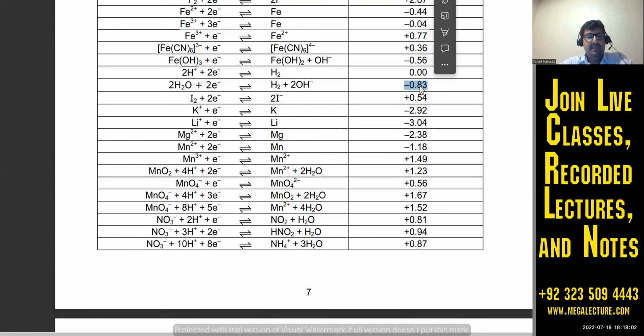Do you get the point? That's why I use the words higher and lower, right? It's not because this zero is meaningless. It doesn't signify anything. But if you compare it with minus 0.83, then the hydrogen electrode obviously has a higher potential compared to minus 0.83. Is this clear?